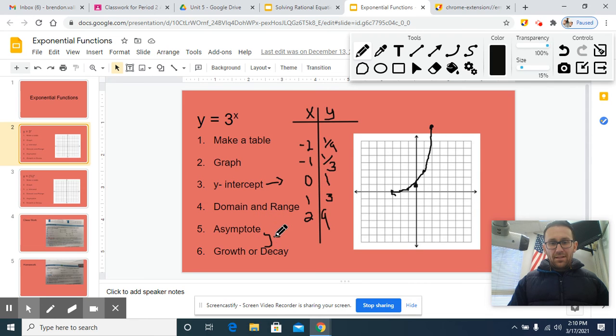Okay, that asymptote is where it's going to keep coming close and close and close, but not touching. It's never going to cross that y equals 0 mark. And is it growth or decay? It's going up, right? It's going up this way, so it is growth. Decay would be going down. Okay, so this one's growth. It goes up. And that's quick exponential functions.